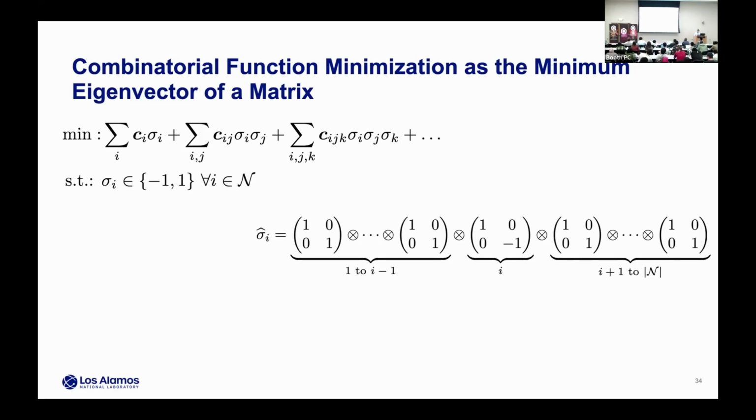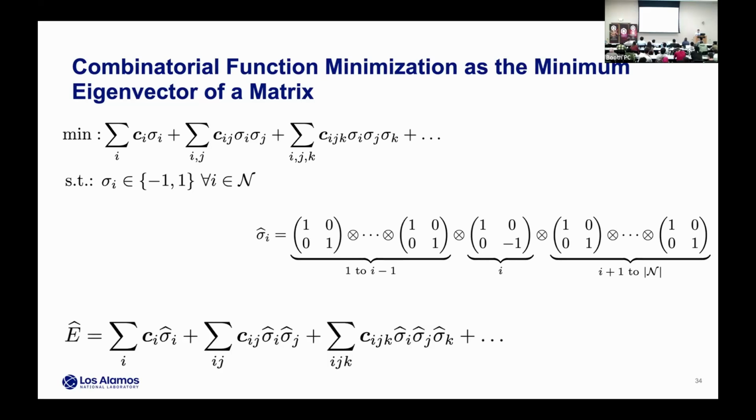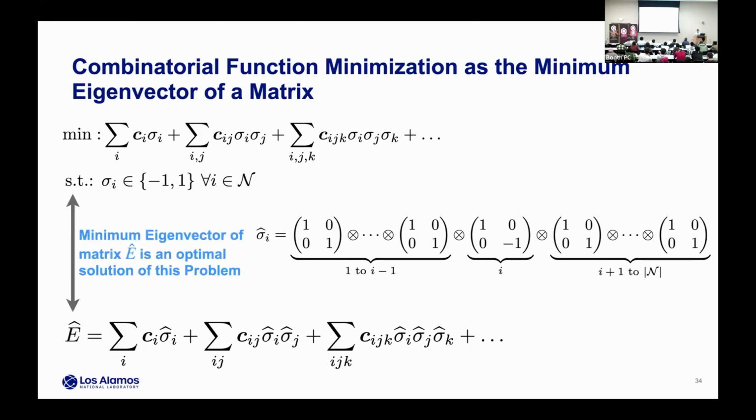The encoding we're going to use is we just replace every spin variable with a Pauli-Z operator. That's 1 or -1. There's our Kronecker product, which puts it at the ith position. And then we build this huge matrix where we replace every spin variable with this special sigma hat matrix. Now, the first leap, which I'll show you in a specific example, but just believe me for now, is that the minimum eigenvector of this matrix E hat is the optimal solution, or the lowest energy solution, of that original optimization problem. So that's the first big leap.